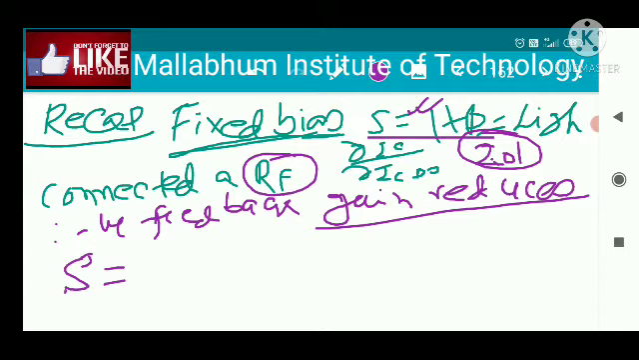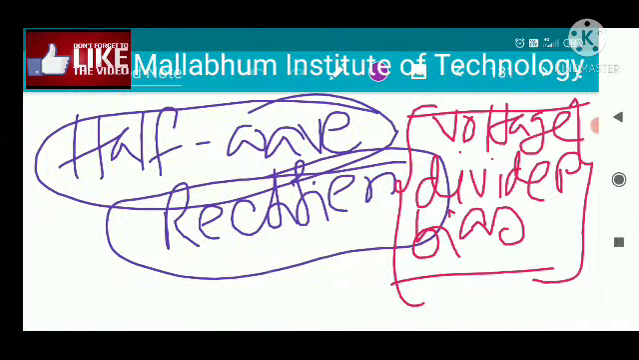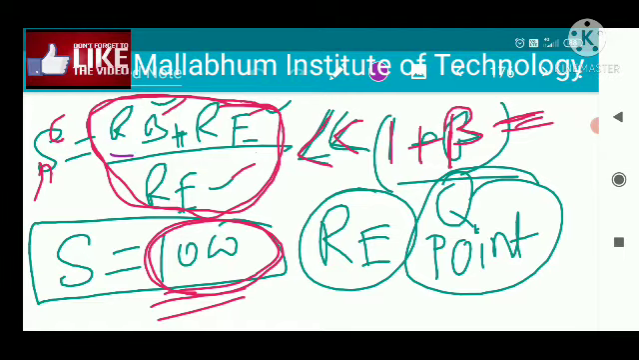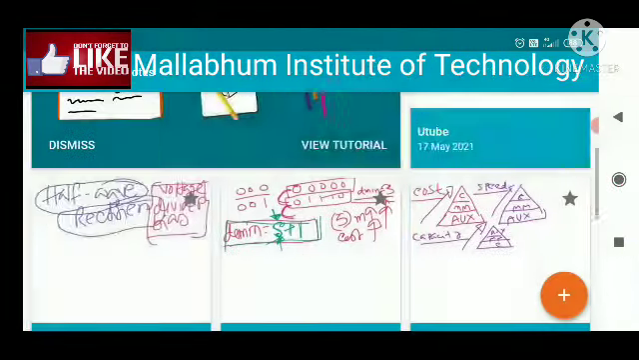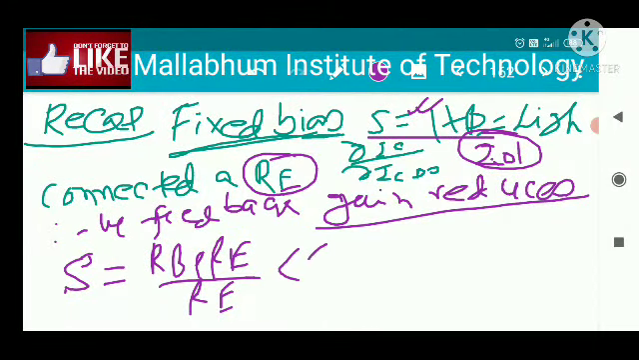But if you want to get the value for the fixed bias circuit with RE, whenever we connect the RE across the emitter section, the sensitivity comes out to be RB plus RE divided by RE. Okay, 1 minute, I am checking the value once again. So we have discussed here, it is RB plus RE divided by RE. So that is the value we are getting, and that value is quite less than 1 plus beta. So that is the advantage of connecting the emitter resistance.